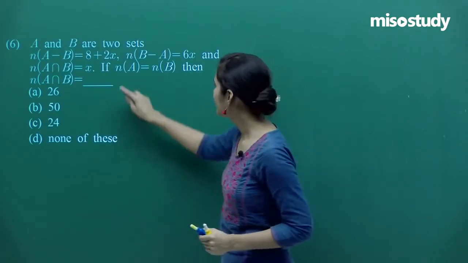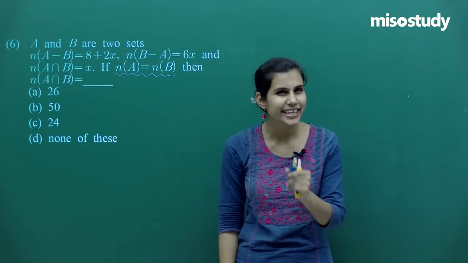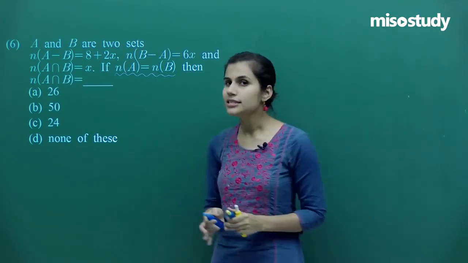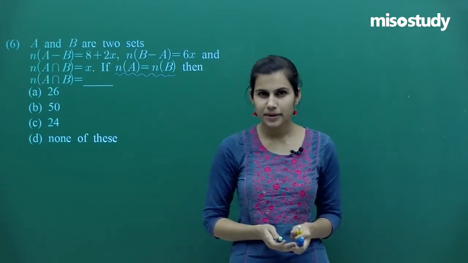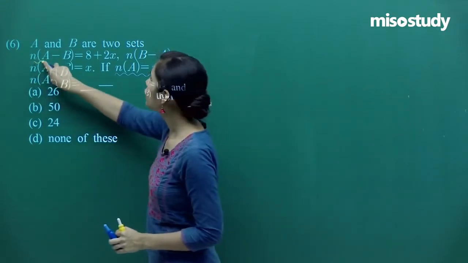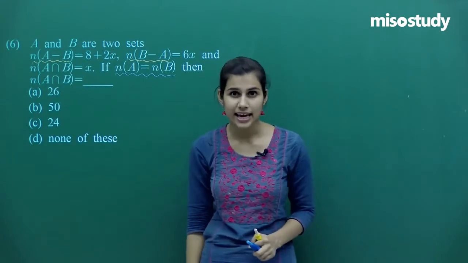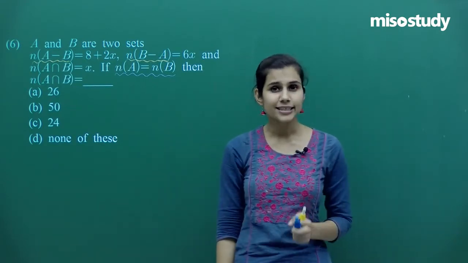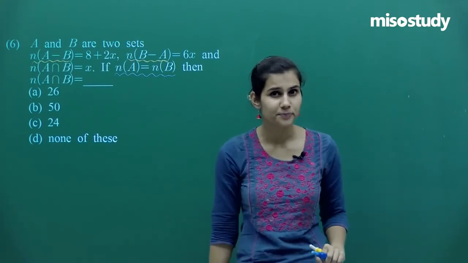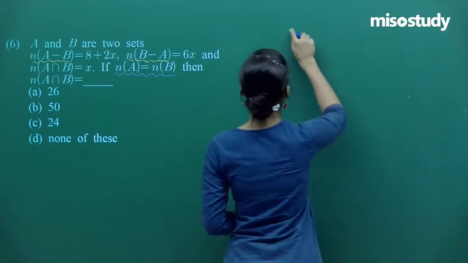One more fact is given, superbly important, which is that the number of members in A is equal to the number of members in B. Now, in order to find the number of members in A intersection B, just see what is given to you. You are already given the number of members in A minus B and in B minus A. What do you think is the set which needs both A minus B and B minus A for its construction? That thought is going to bring me to the solution of this question.